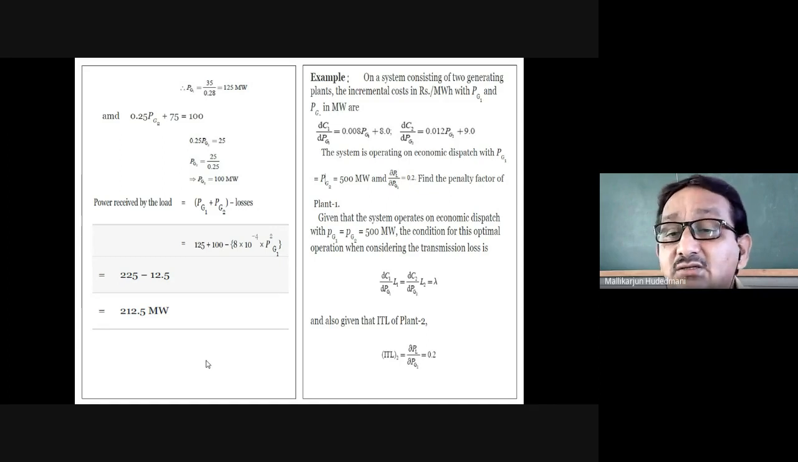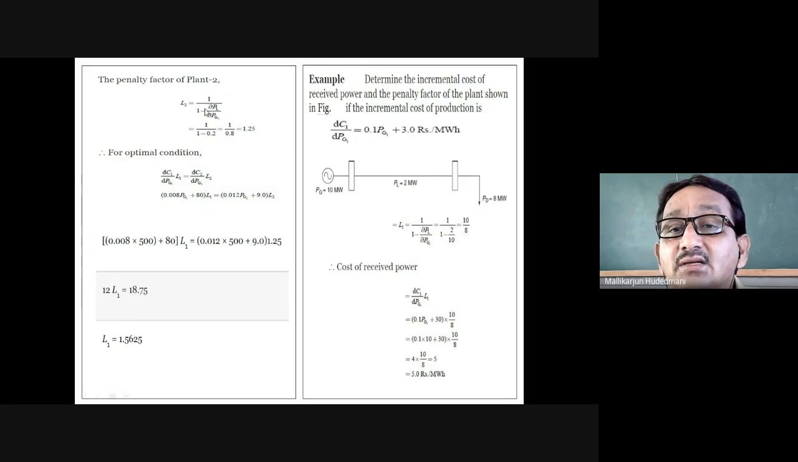You can see L2 is 1 by 1 minus what is given, 0.2 here. The incremental transmission line loss of 0.2 is given. I will get 1.25. For optimal operation, we know this condition, and I will just use it. Then I get L1 and sort it out. So this is how we should be working it out.